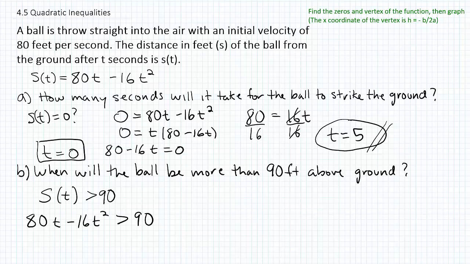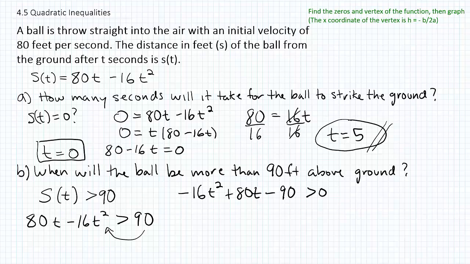So that's an inequality. If we move the 90 to the other side, we can set up a quadratic equation, right? So that'll end up being, let me write it in more traditional order, minus 16t squared plus 80t, right? And then minus 90 is greater than 0. Why is that minus 90? Because we moved it over, right? And crossing the inequality, it becomes negative there, right?